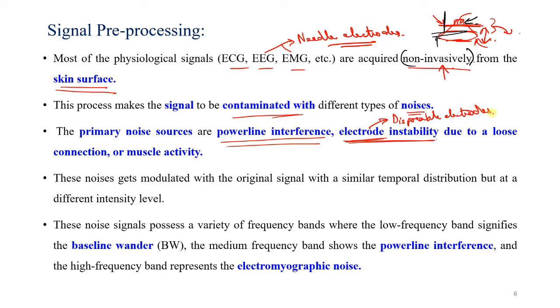Because if you are using the disposable electrode, say for 5 minutes, it is expected that for these 5 minutes the electrode would remain stable. However, if you are using it for say 24 hours or 48 hours, depending upon the quality of your disposable electrode, noise may start getting incorporated into your signals. Then I already told you about muscle activity.